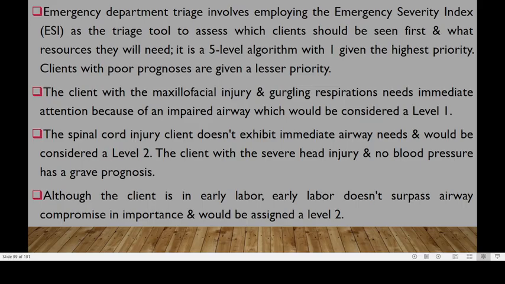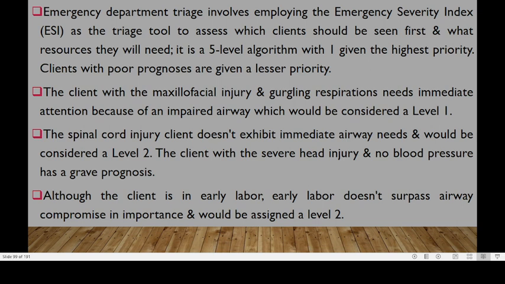In the emergency department, of course, triage involves employing the Emergency Severity Index, abbreviated ESI, as the triage tool to assess which clients should be seen first and what resources they will need. It is a 5-level algorithm with 1 given to the highest priority. Clients with a poor prognosis are given a lesser priority.